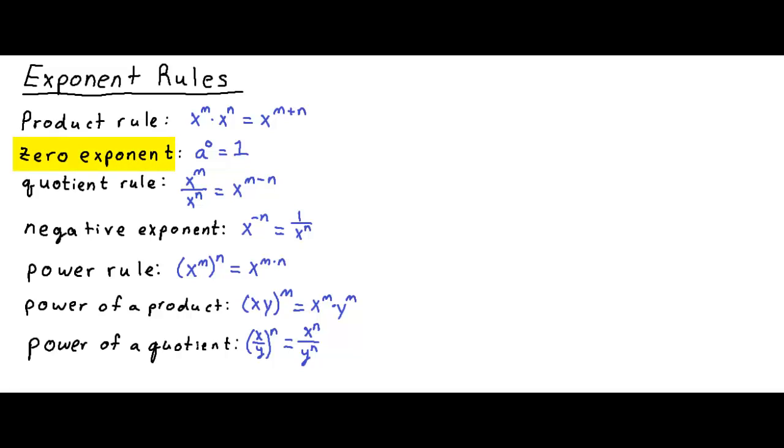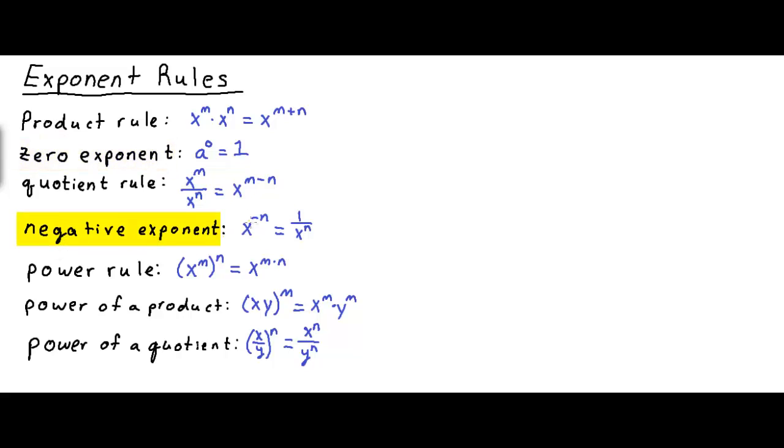Next one's the zero exponent. Any number to a zero exponent is equal to 1. The quotient rule states basically x to some power over x to another power is equal to the powers subtracted. So x to the m over x to the n equals x to the m minus n.